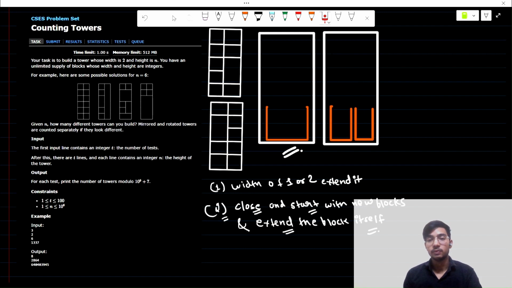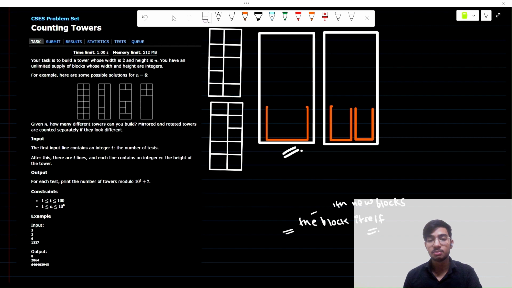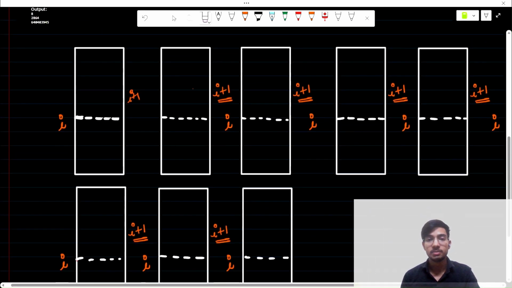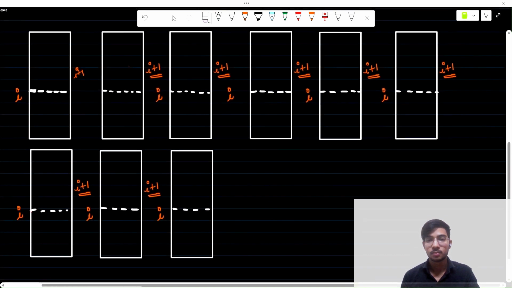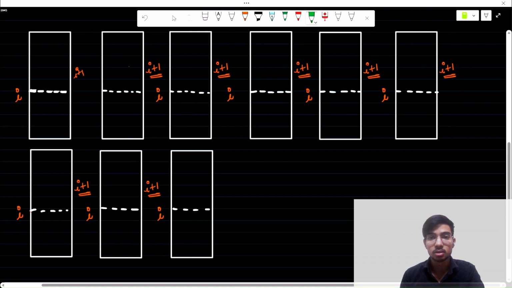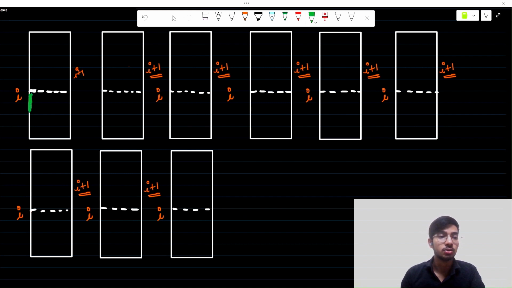Now let me summarize these observations. There are two situations for the ith row. The previous block is of width 1, or the previous block is of width 2, and you have to extend it.